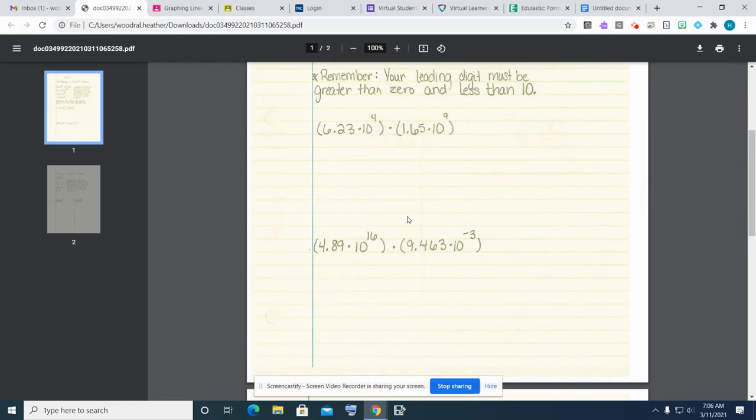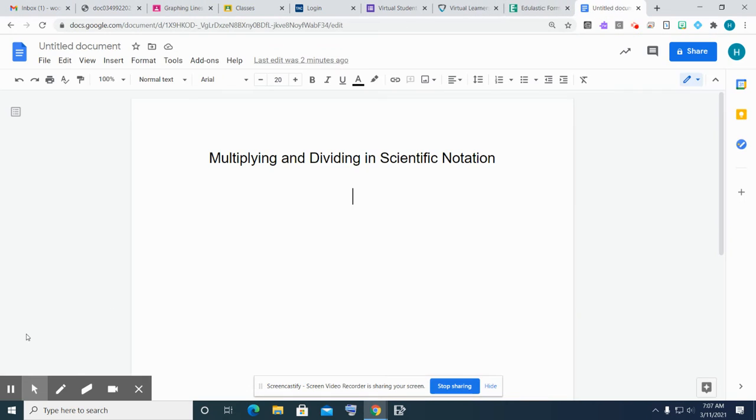Okay, so we are going to look at these two problems next. So we have 6.23 times 10 to the 4th being multiplied by 1.65 times 10 to the 9th. And then we have 4.89 times 10 to the 16th being multiplied by 9.463 times 10 to the negative 3rd power. Okay, so we're going to flip over to the other screen, and we're going to look at those problems.